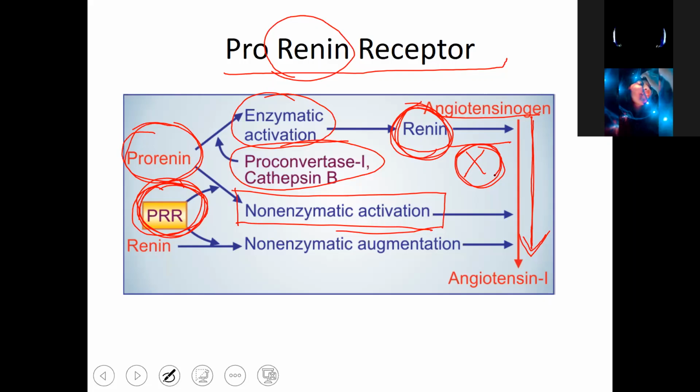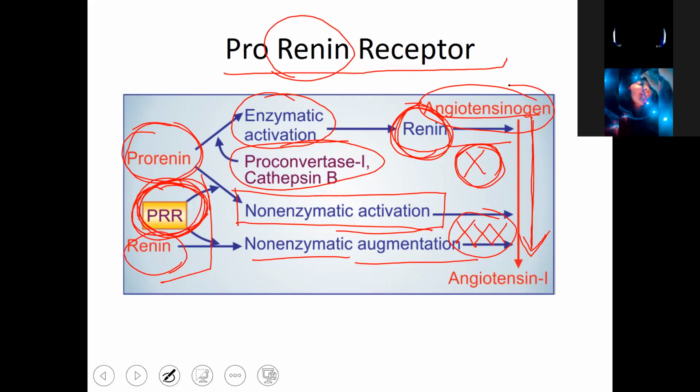But when it comes in contact with the prorenin receptor, you can see the combination. It is non-enzymatic augmentation, meaning increased activity. It becomes several times active, multiple times active, and it can convert the angiotensinogen to angiotensin 1 more effectively. So that is the role of the prorenin receptor.